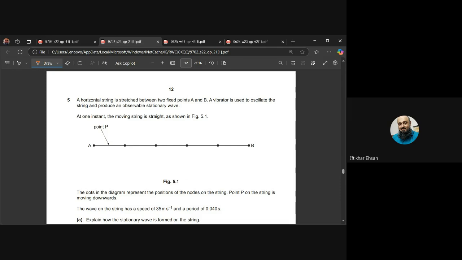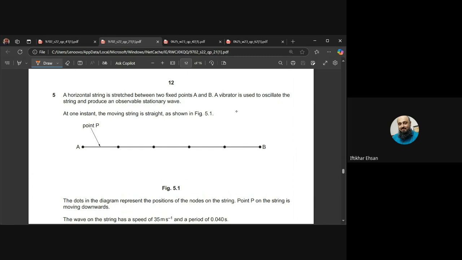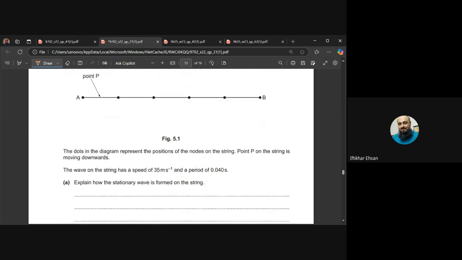So a horizontal string is stretched between two fixed points A and B. A vibrator is used to oscillate the string and produce an observable stationary wave. This is really important, right, beta ji? At one instant, the moving stationary wave is straight. The dots in the diagram represent the positions of the nodes. The wave on the string has this speed and this time period. Explain how the stationary wave is formed on the string.